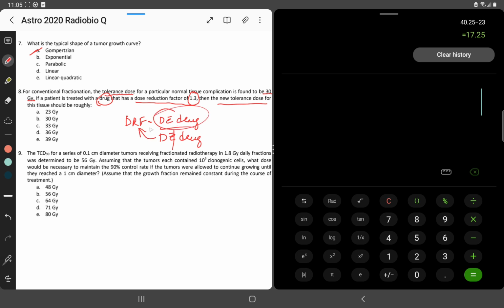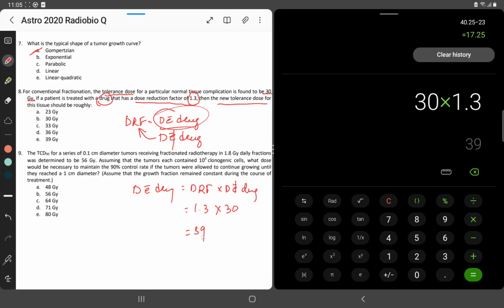So over here, the dose with the drug equals dose reduction factor times dose without the drug. So the dose reduction factor is 1.3 times 30, which gives us 39. So the answer is E.